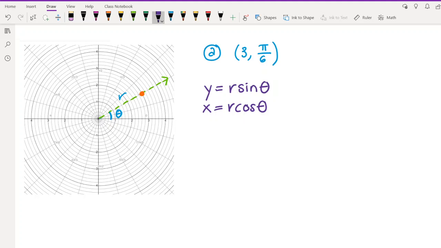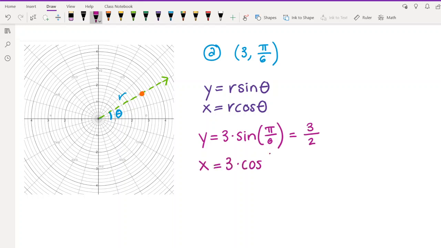So to convert this into rectangular coordinates, we just need to say, okay, that means that in this case, y is equal to 3 times sine of pi over 6. So sine of pi over 6 is equal to 1/2, so we get 3/2. And then x is equal to 3 times cosine of pi over 6. And cosine of pi over 6 is square root of 3 over 2, so we get 3 root 3 over 2. And so that means that our point in rectangular coordinates is (3 root 3 over 2, 3/2).